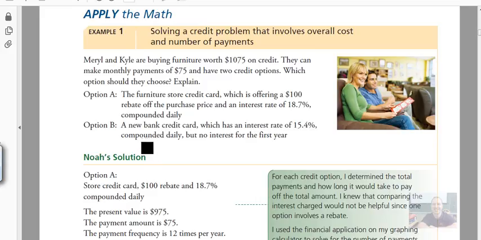The second option is a new bank credit card, which has an interest rate of 15.4% compounded daily, but no interest for the first year. So you have to think about this. In option B, no interest sounds really good, but are they going to be able to pay it all off within the year if they're only paying $75? So you have to do some calculations, and in this case, you'll have to find out how much money they're going to have left on the credit card at the end of the first year when the interest kicks in. You have to consider the different options and do little pieces at a time. Of course, the graphing calculator TVM Solver is going to be very handy.